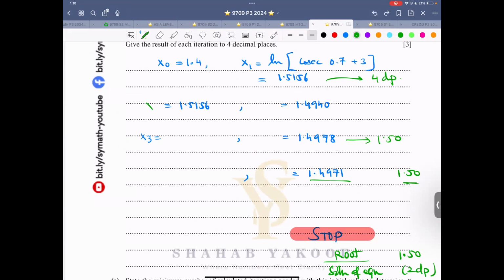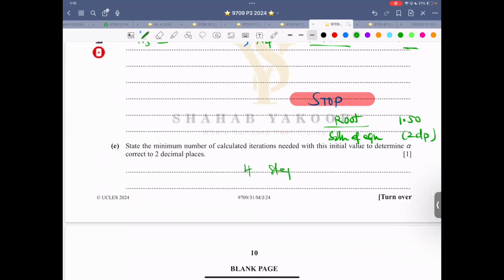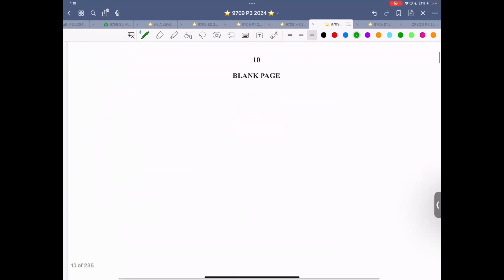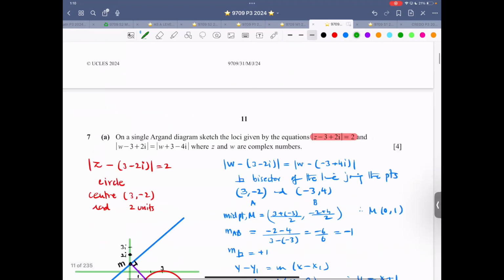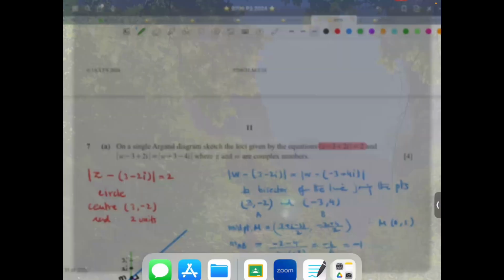For a second. This is plugging in x1. I'm getting x2. Plugging in x2. I'm getting x3. Plugging in x3. I'm getting x4. So basically, I have done this question in 4 steps. So now this thing is done. There is a blank page. And now let's start with question number 7, a loci question related with complex number.